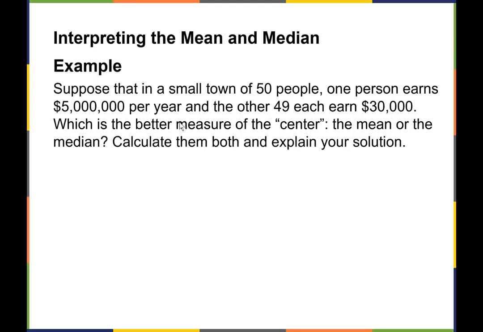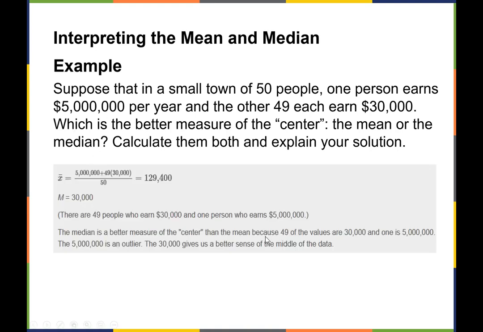All right, let's talk a little bit about interpreting the mean and the median. Let's suppose there's a small town, and in the town are 50 people. One person in the town earns $5 million a year, and the other 49 each earn $30,000 a year. Which do you think is a better measure of the center, the mean or the median? Which would you use to describe this town? Calculate them both and explain your solution. So I'd like you to pause the video, calculate both the mean and the median, and explain which one you think is a better measure of center.